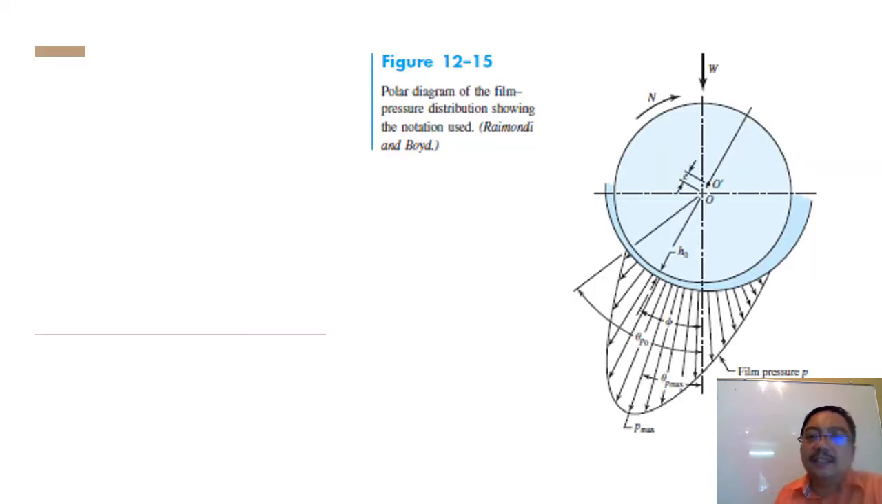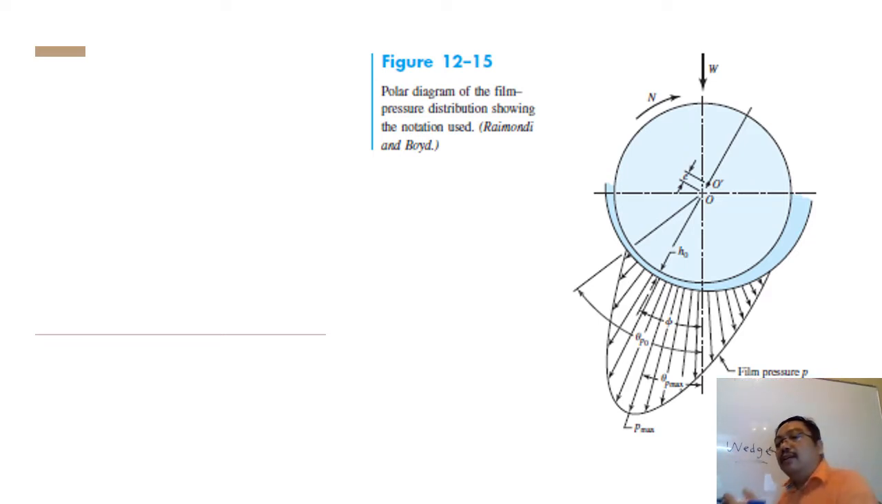And then figure 12-15 shows the polar diagram of film pressure distribution using notation. You remember the word wedge? In a previous video, I mentioned the word wedge.